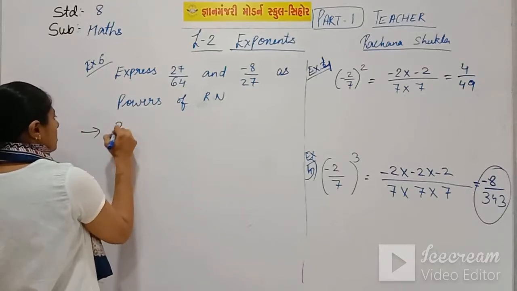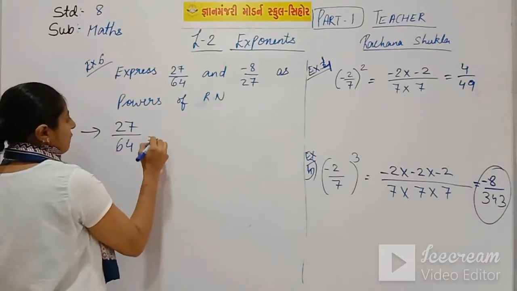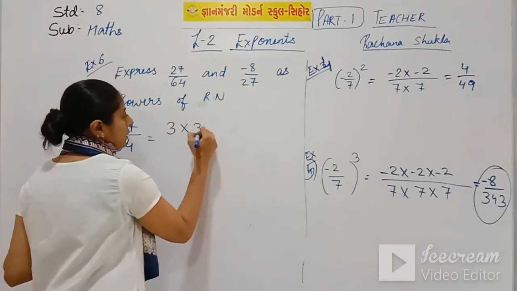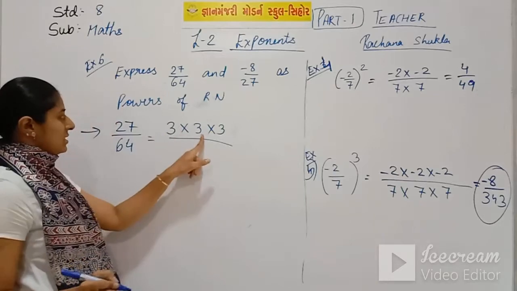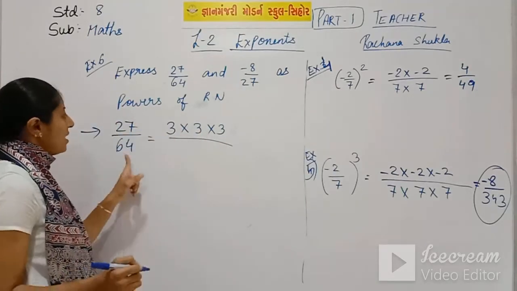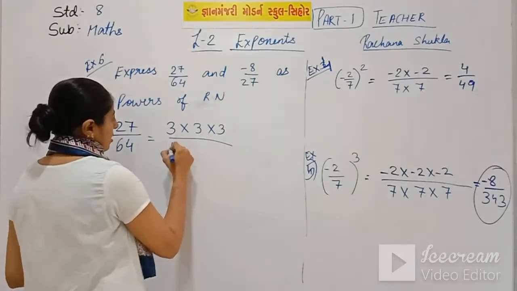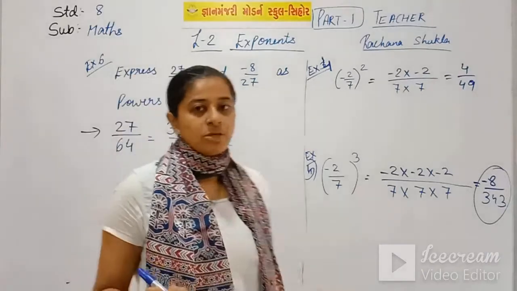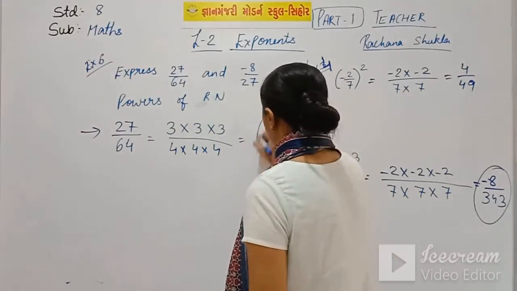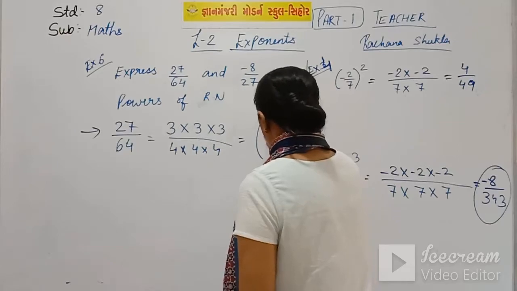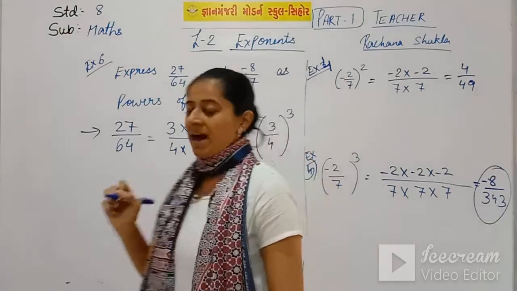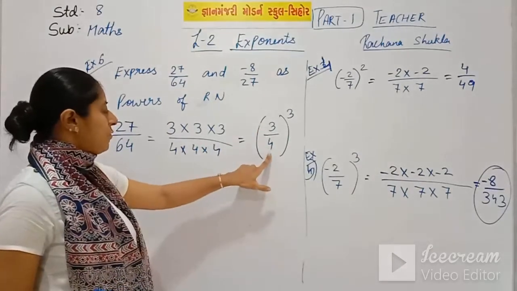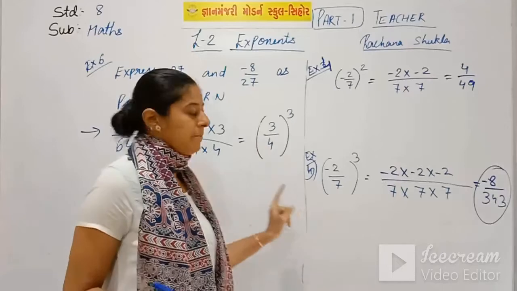The first one is 27 upon 64. All of you know that 27 means 3 into 3 into 3. 3 3s are 9, 9 3s are 27. And 64 means 4 into 4 into 4. 4 4s are 16, 16 4s are 64. This is equal to 3 upon 4 to the power 3. What will be your answer, students? 3 upon 4 to the power 3.